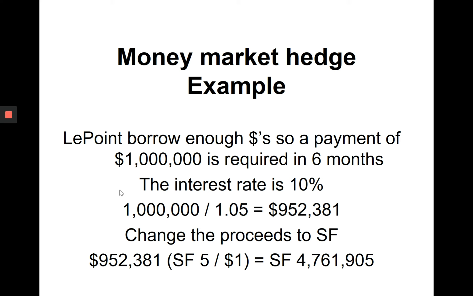Now, if we are the LaPointe Swiss company, we take this 952,381 and we immediately run home with it. We give it to the exchange market, and immediately the rate S is 5 Swiss franc per dollar, and multiply that by 952,381. They give us 4,761,905 Swiss franc, which we can immediately transfer back to our firm's account in Switzerland.